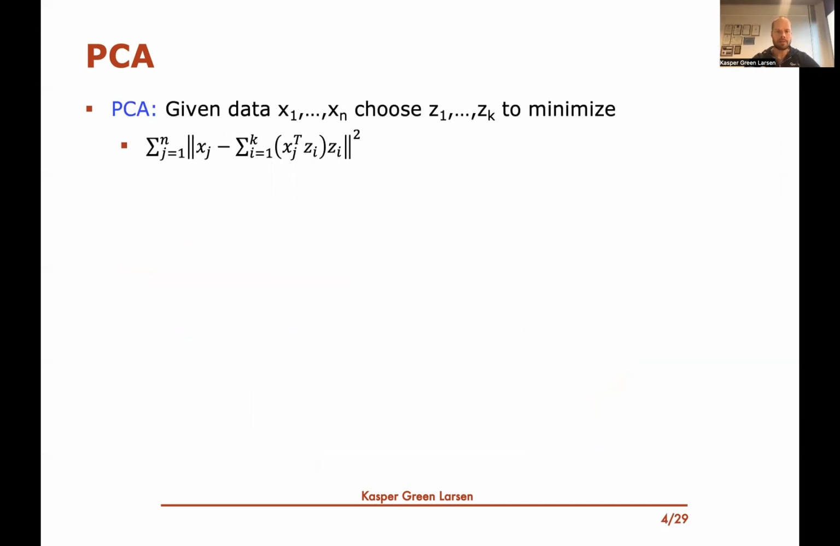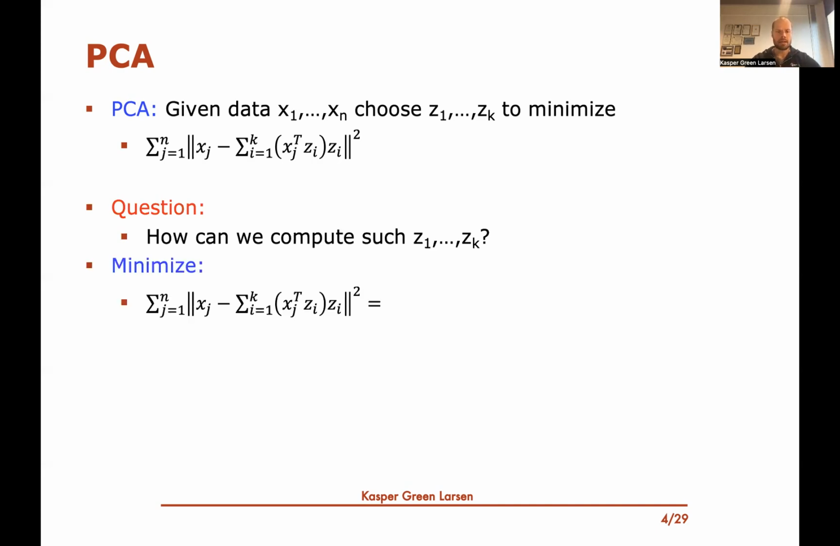Okay, so we say we have our feature vectors x1 to xn, and we want to choose orthonormal basis vectors z1 to zk to minimize now the sum over all the training samples of the point xj minus its projection onto this basis. And the projection, as we already saw in previous videos, is just the sum over all the basis vectors of the inner product between xj and zi, multiplied with zi, and we're looking at the squared norm of this. This is what we want to minimize. So of course the question is, how can we compute such z1 to zk? And so let's start by rewriting this minimization problem.